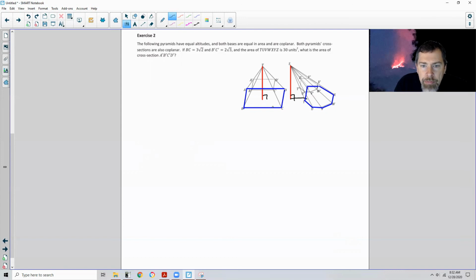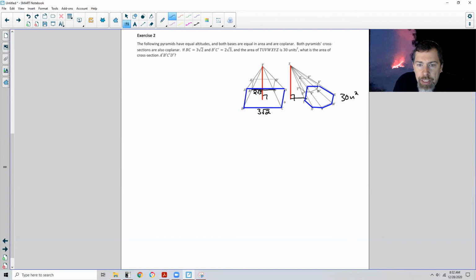If BC is 3 square root 2, so BC is right here and it's the length 3 root 2, and B prime C prime, which is back here, from here to here, is 2 square root 3. Okay. And the area of TUVWXYZ is 30 units. So this blue area here is 30 units squared. What is the area of the cross section A prime, B prime, C prime, D prime?